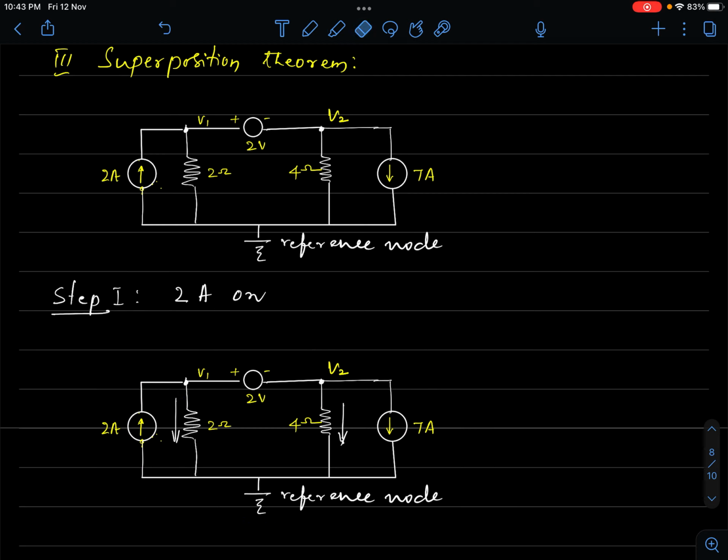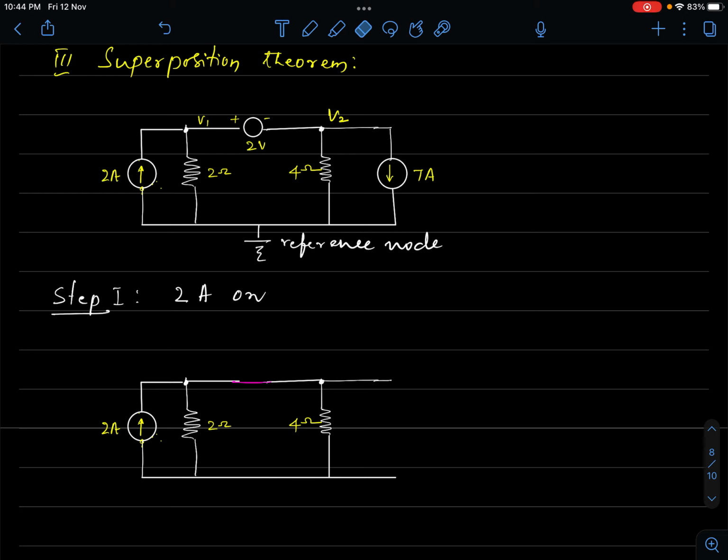I'll take the diagram again and remove the unwanted stuff. Now I have to remove the other sources. What do we mean by removing a voltage source? We need to replace it by a short circuit. The current sources are to be opened, so the other current source is removed. I have created an open circuit here. I'll remove this part also.